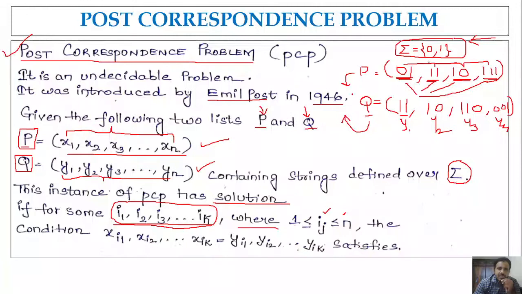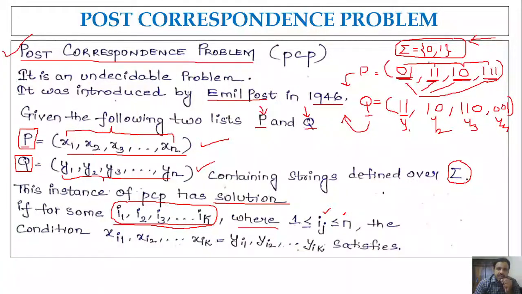Okay, both must be the same. So that sequence we need to find out. That particular problem is considered as a Post Correspondence Problem, right? From a given list of strings, whenever we are able to find the sequence, by arranging the strings that belong to both the lists in that sequence, we will get the same string. That means the string from P and the string from Q will become equal.